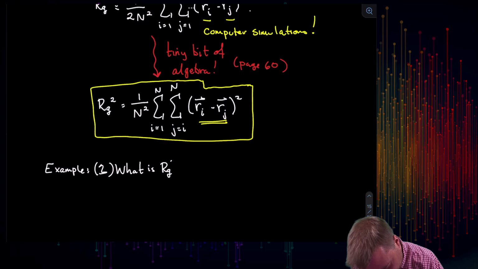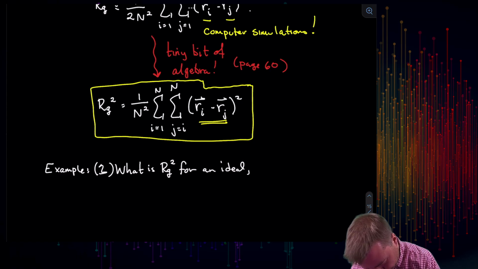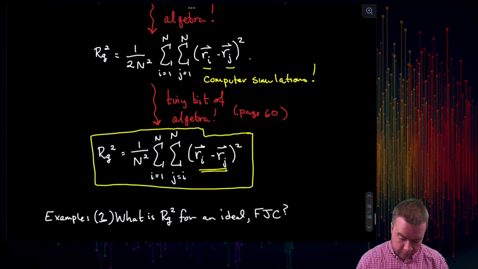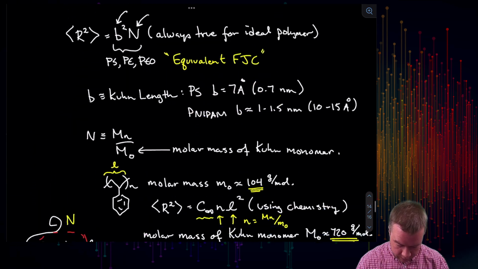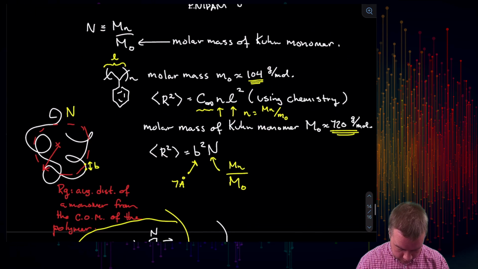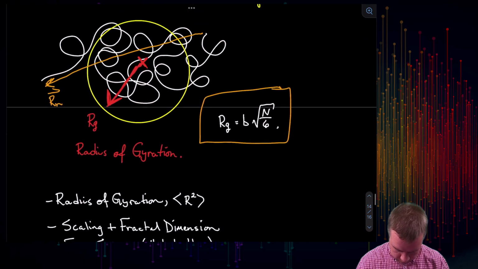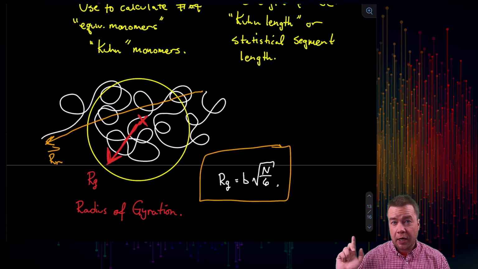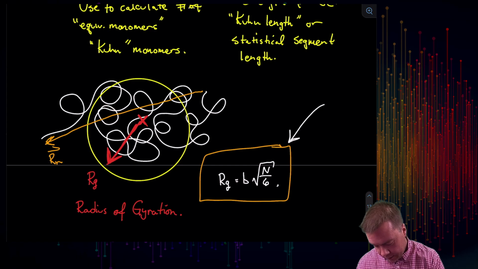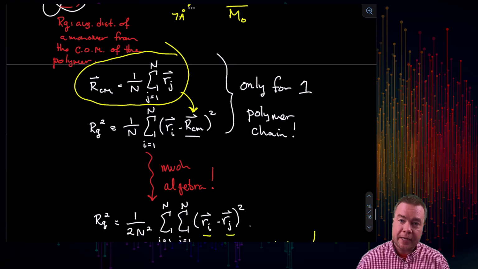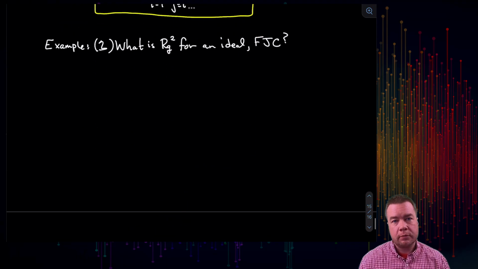What is the radius of gyration squared for an ideal freely jointed chain? If we do that correctly, then we should get this expression in the orange box. So can we get this expression? We'd better. That's the first one, and then we'll plug in some numbers for a polymer and calculate what Rg is.